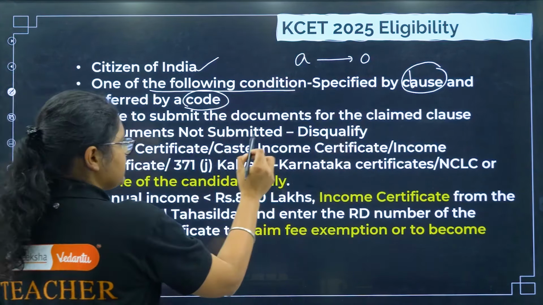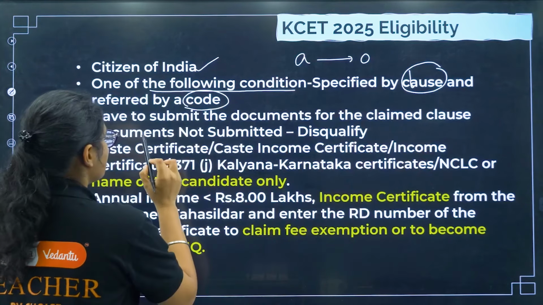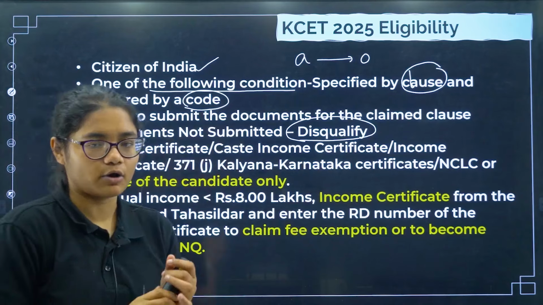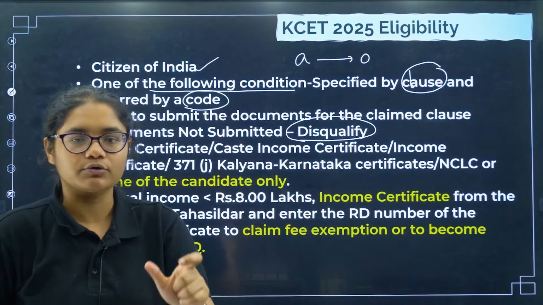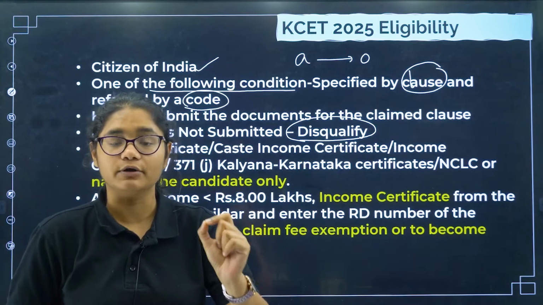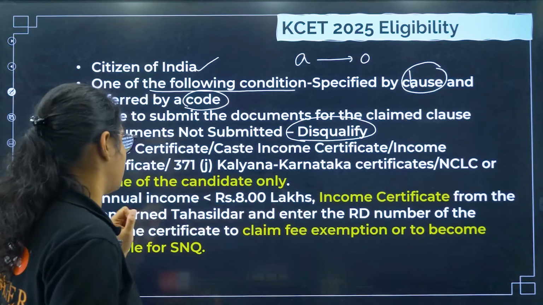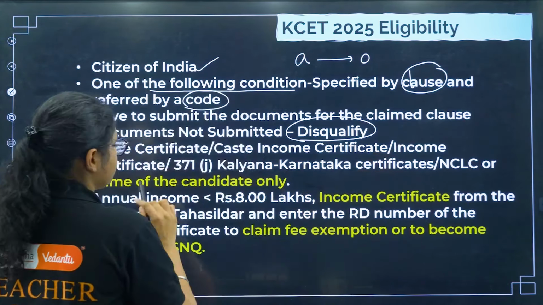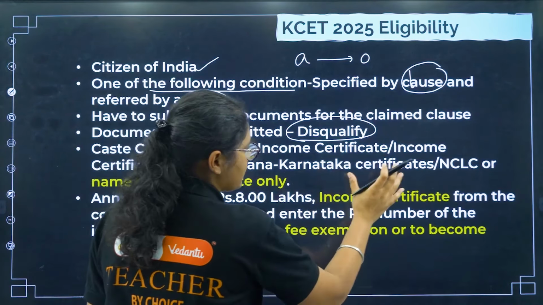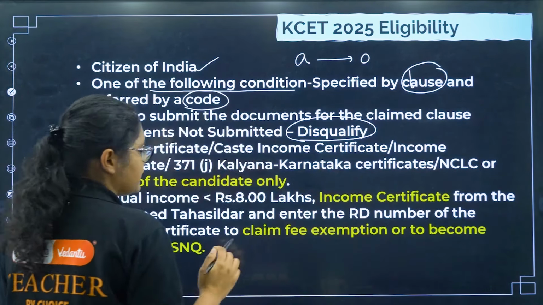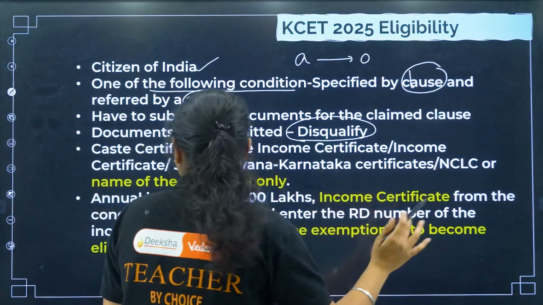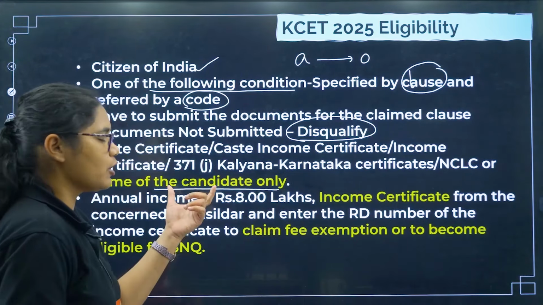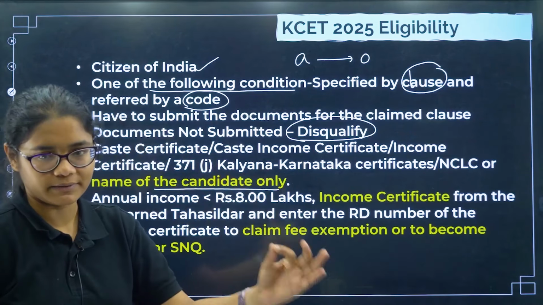Next, you have to submit the documents for the claimed clause. If you are not able to submit the required documents for the clause you have claimed, you will be disqualified. Next, caste certificate, caste income certificate, 371J Kalyana Karnataka certificates, NCLC, or any other certificate should be in the name of the candidate only. So the certificate should be on your name.